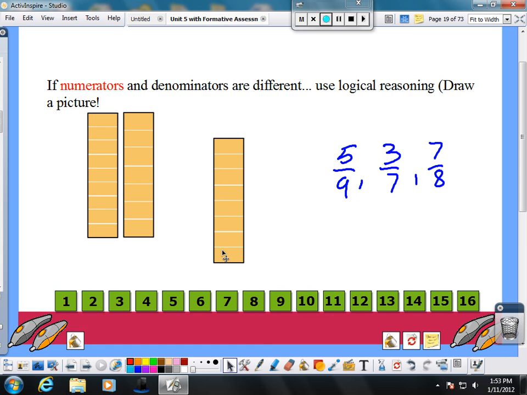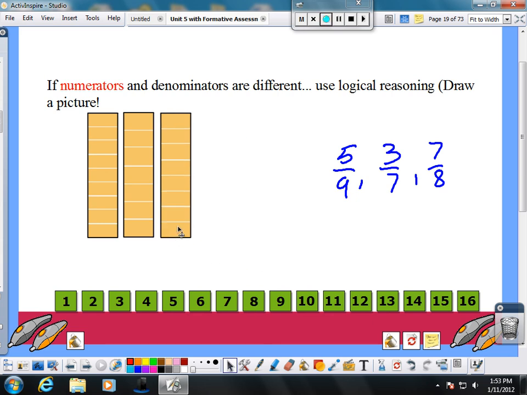Now you'll notice if I were to draw these by hand, you have to make sure that each one is exactly the correct size, the same size for all of them. The only thing different is the pieces in them. So I need to color 5 of those 9ths. 3, 4, 5. And I have to color 3 of my 7ths. And last I'm going to color 7 of my 8ths.